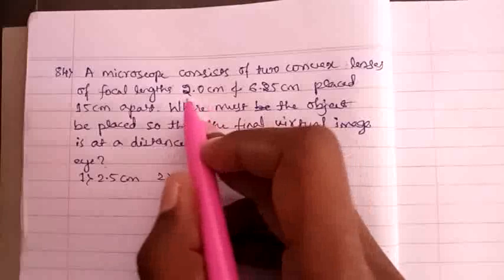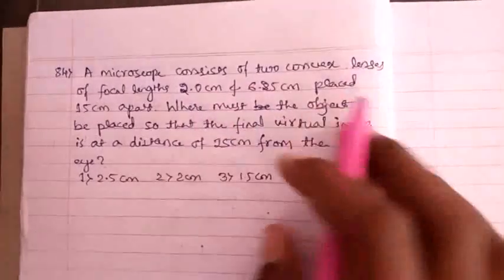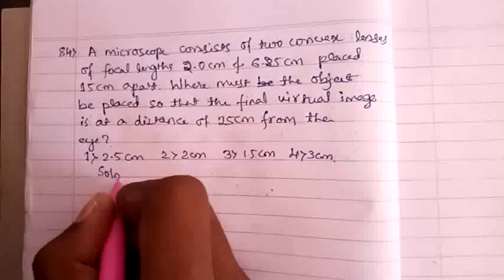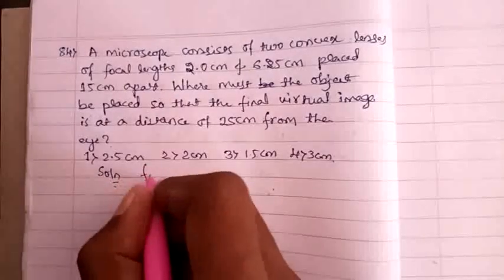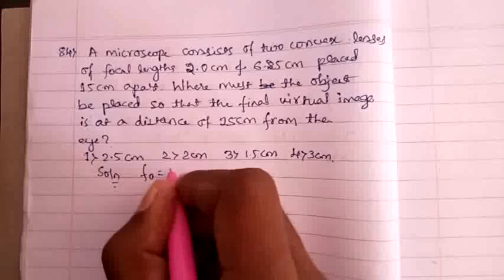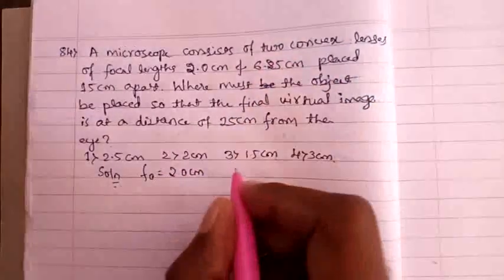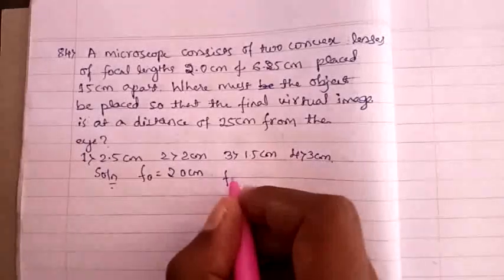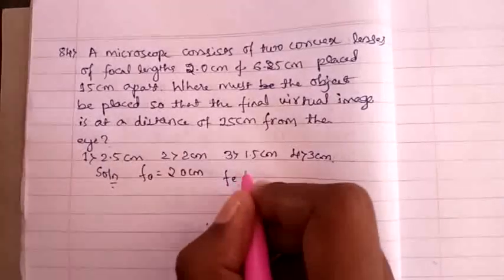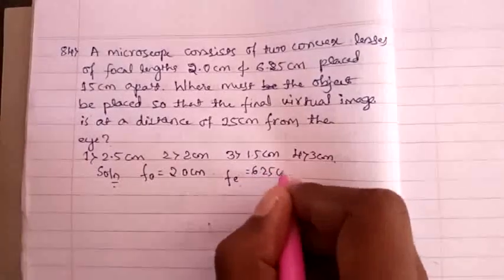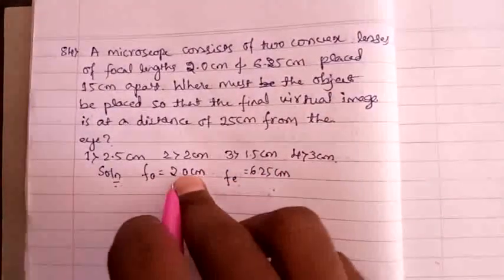Means what is the focal length of objective lens? That is 2.0 cm. I will write the solution. Focal length of objective lens, how much is given? That is 2.0 cm. And focal length of eyepiece given, that is 6.25 cm. Both are taken as positive here because both are convex lenses.